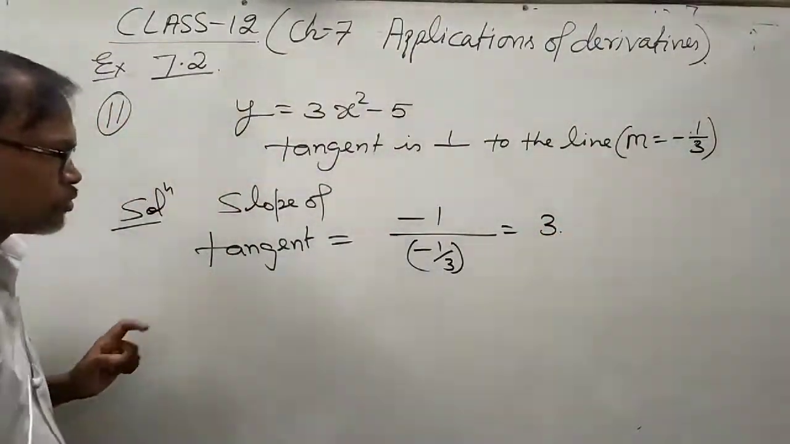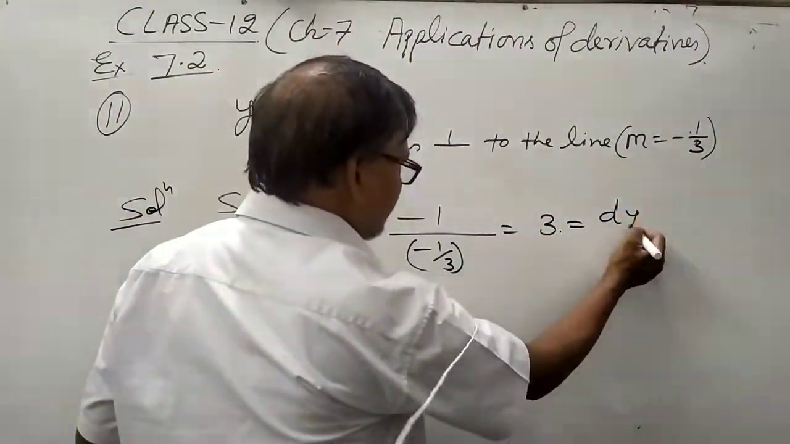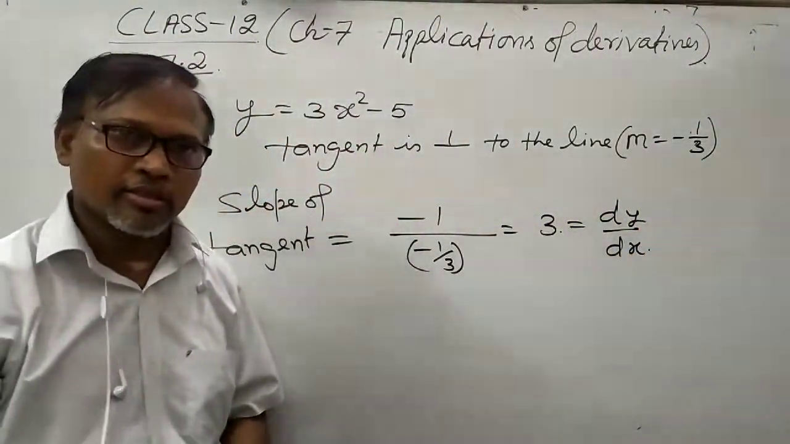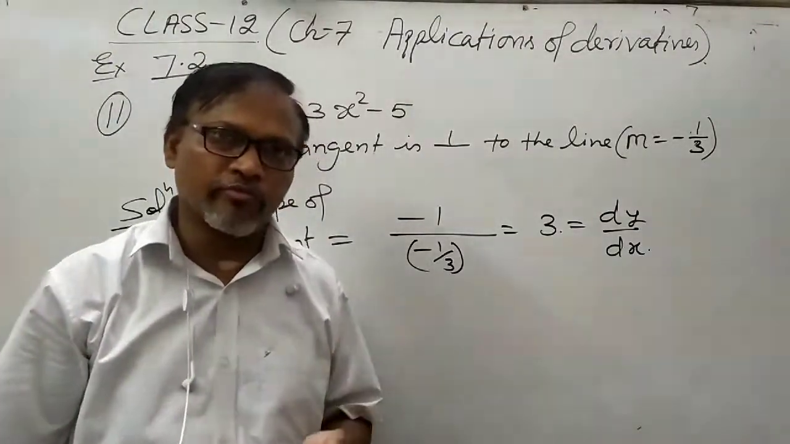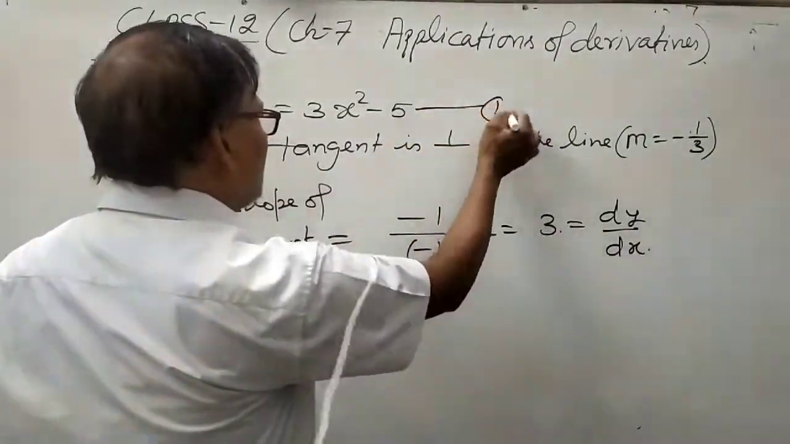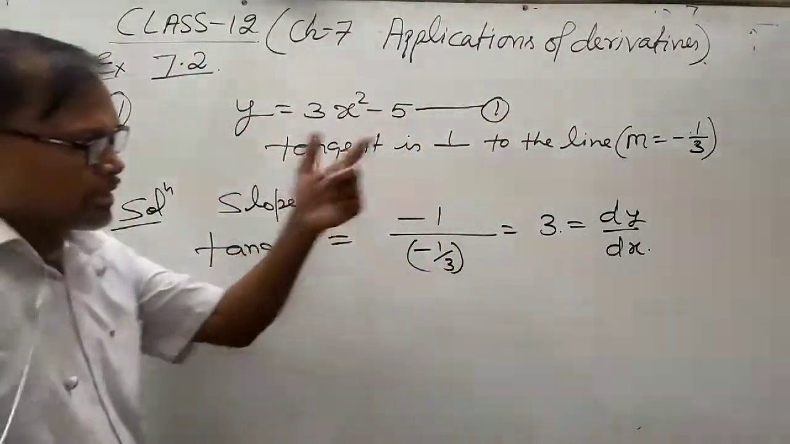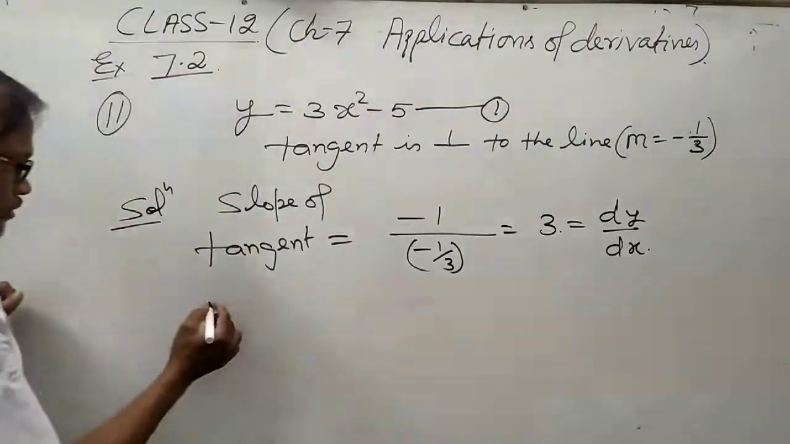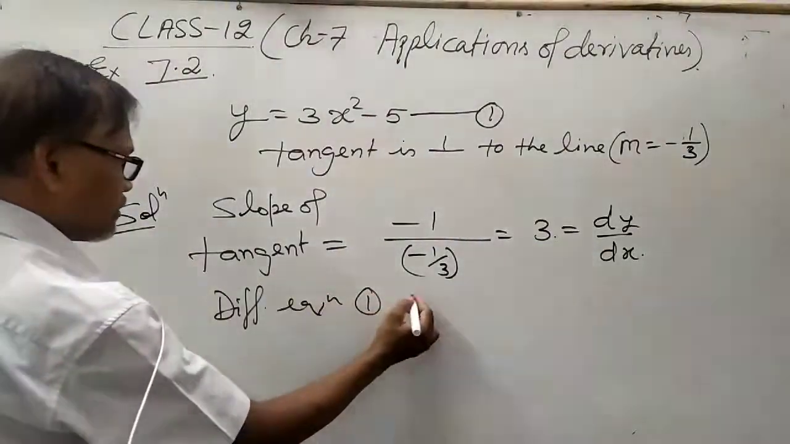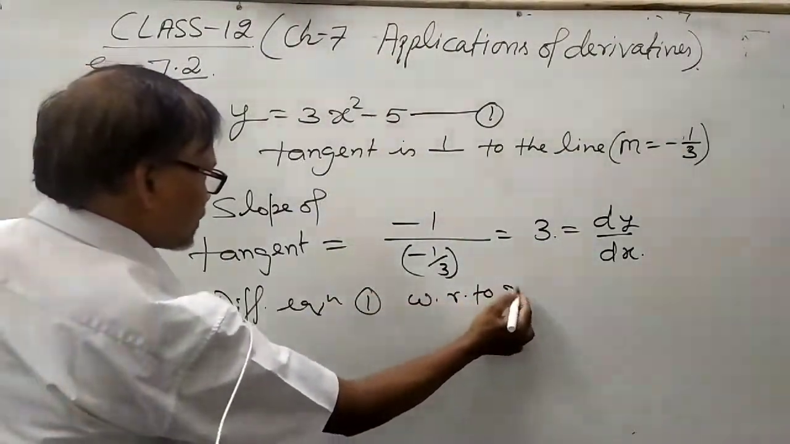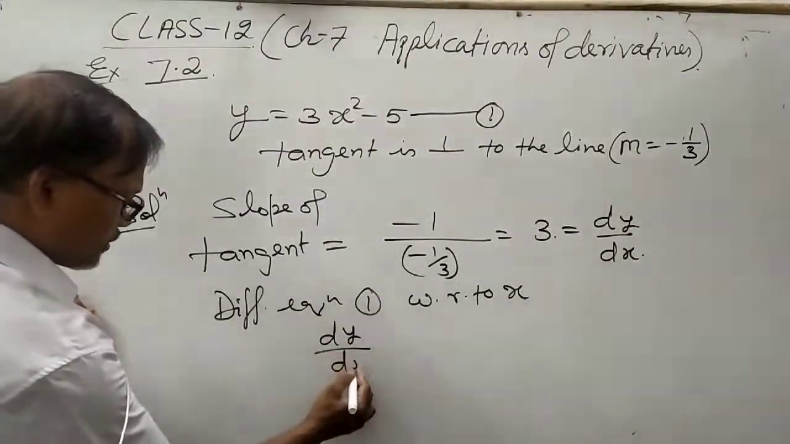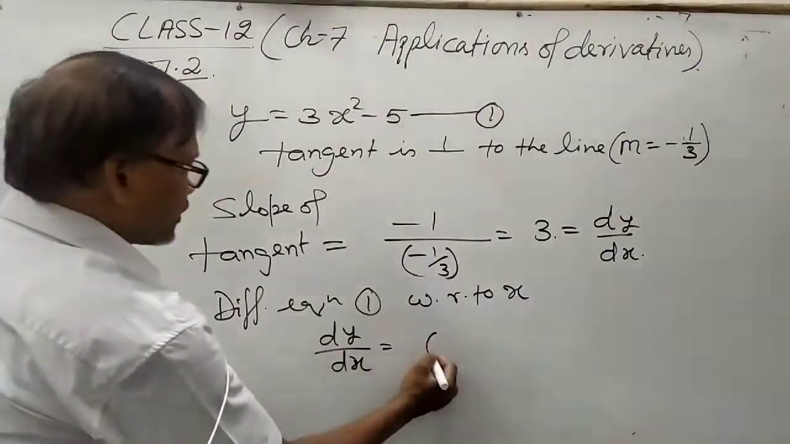Now you know the slope, and what is this? This is the dy by dx. Okay, brother, what is the slope? Slope is the first derivative of the curve. Now you have the equation 1. You differentiate this one, you will get again dy by dx. So differentiate equation 1 with respect to x. So dy by dx is equal to 6x.